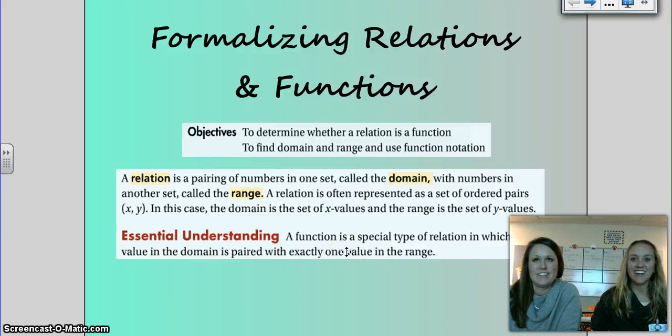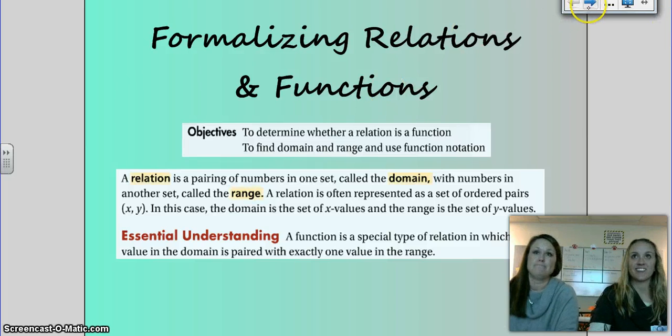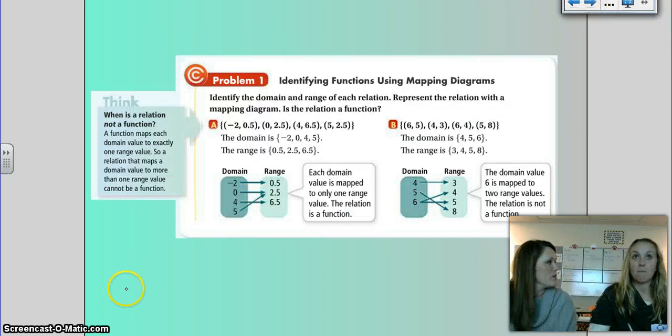Formalize relations and functions. Hey there. So today we're going to determine whether a relation is a function, and then we're going to find domain and range and use function notation. You got it. So, mapping diagrams.